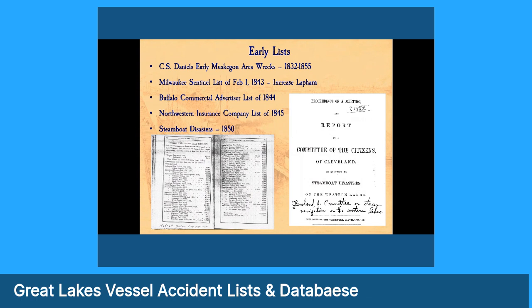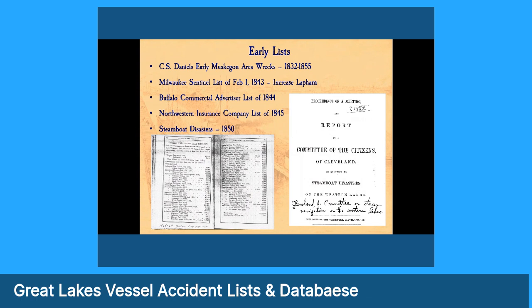And so he made this list in 1843, February 1st, of all the wrecks that had happened on Lake Michigan up to that point. And it was a very useful list. It was sent to the United States government, and they sat on it for 20 years and didn't do anything.